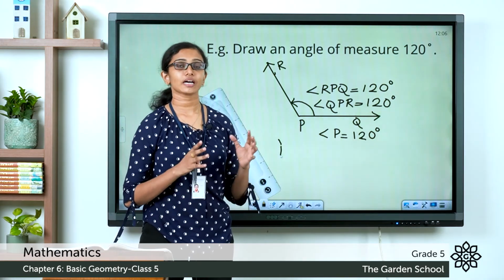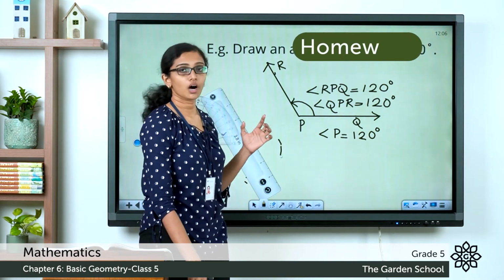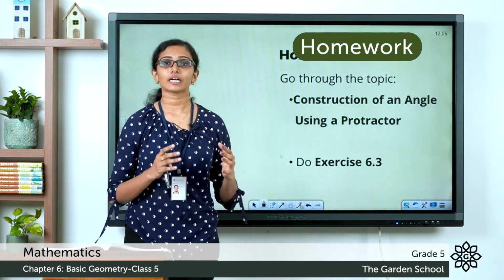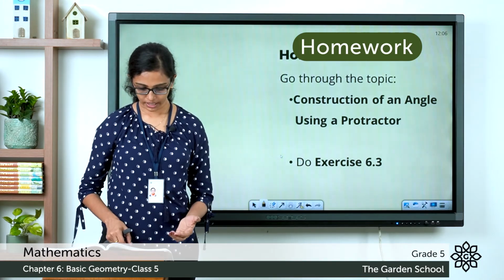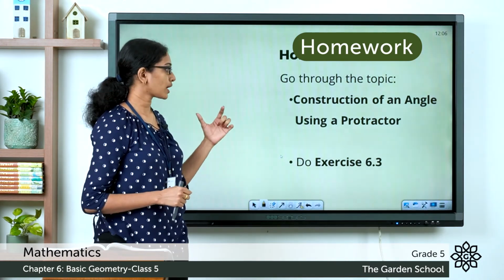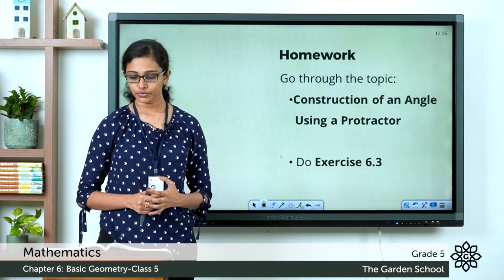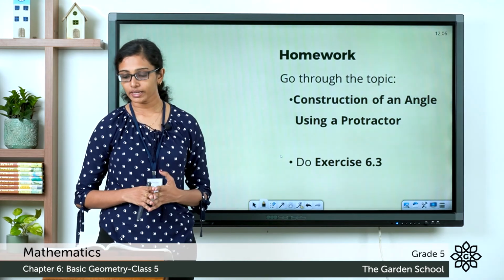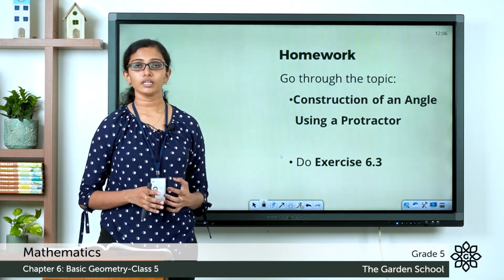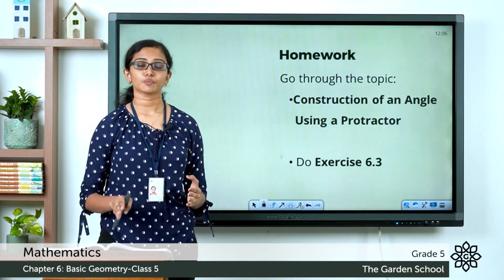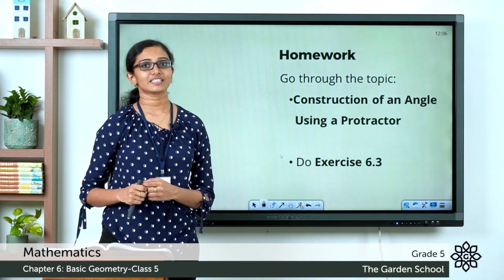Now that you are clear with how to draw or how to construct an angle using a protractor, let's move on to the homework. We can go through the topic construction of an angle using a protractor in page number 108 of your textbook. Then move on to exercise 6.3, which is in page number 109. And you have to do the question, draw the following angles using a scale and a protractor. So using a ruler and protractor, you have to draw the angles corresponding to each measurement given here in your notebook. Then take a picture and send us through Teams.